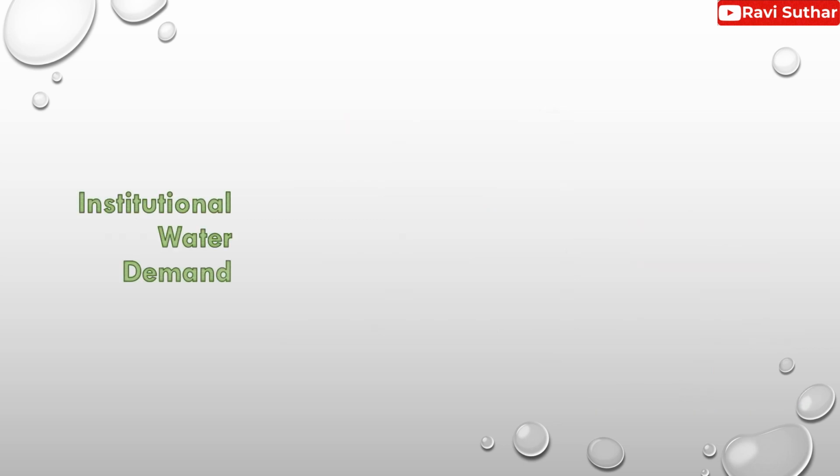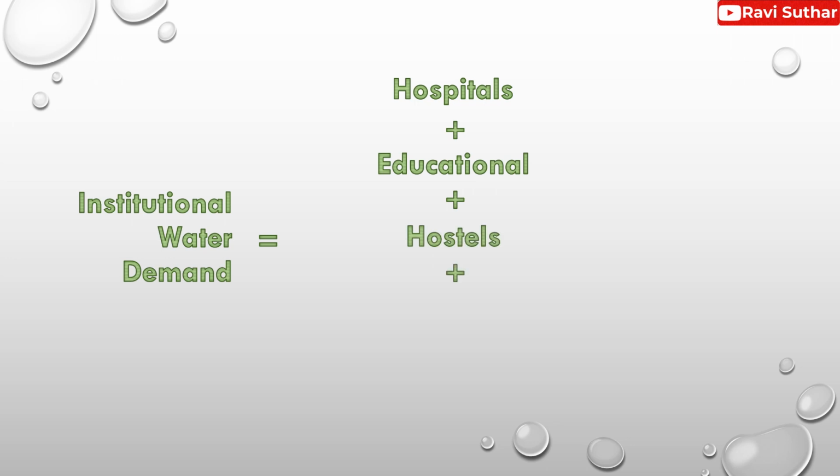The second demand is institutional demand, which is generated by different types of institutes in a city or town, like hospitals, educational institutes such as colleges, schools, universities, and hostels for different types of educational institutes, and offices plus recreational centers such as parks, playgrounds, etc. And offices are the private offices as well as the government offices.